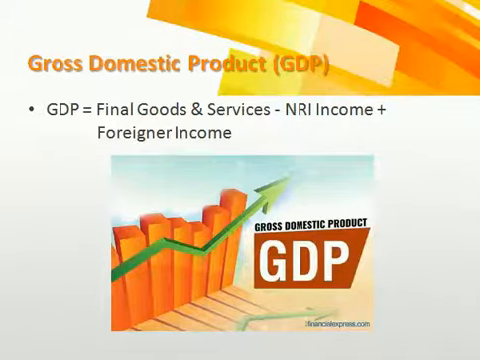So this income will not be considered here, it will be subtracted, and the income which is earned by the foreigners who are residing in India will be considered, as that income is produced in the domestic region of India. So the GDP formula goes like this: final goods and services produced within the boundaries of the country in a period of 1 year minus the NRI income plus the foreigners' income who are residing in India. This is about GDP calculation.